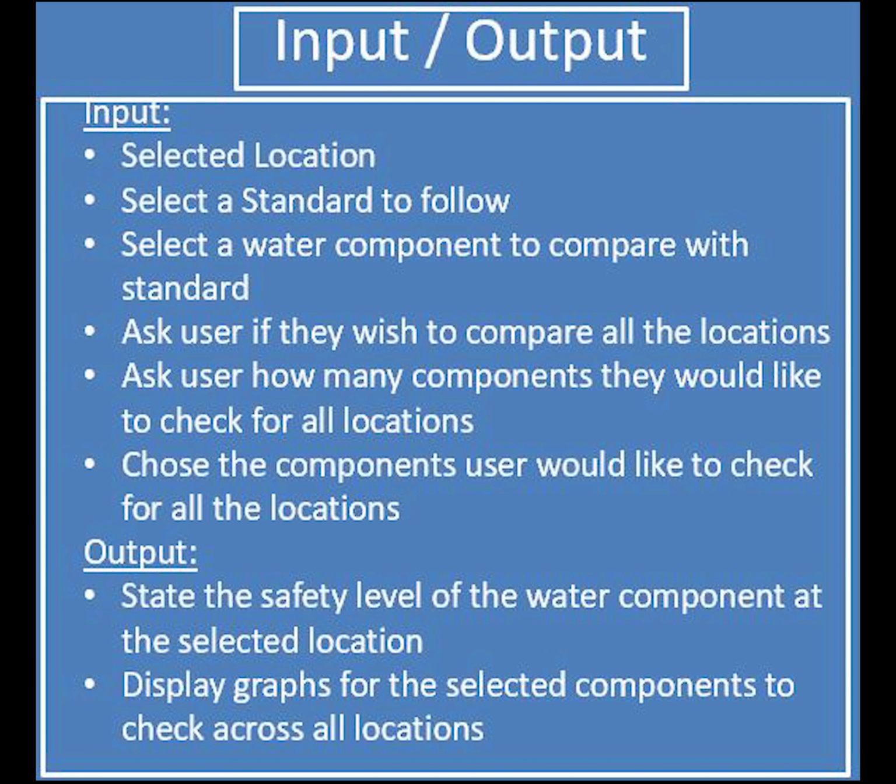Our inputs include the selected location that the user has chosen. We will then have them select a standard to follow, a water component to compare with the standards, and then we'll ask the user if they wish to compare all locations. If they choose to do so, we'll ask them how many components they would like to check, and then what components specifically they want to check across all the locations. Our outputs include stating the safety level of the water component at the selected locations, and at the end, if they have chosen to check for all locations, we will display graphs for the selected components to check across those locations.